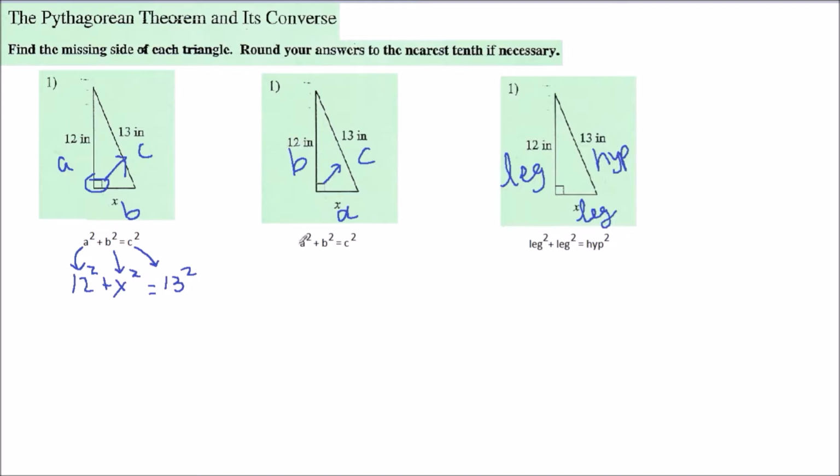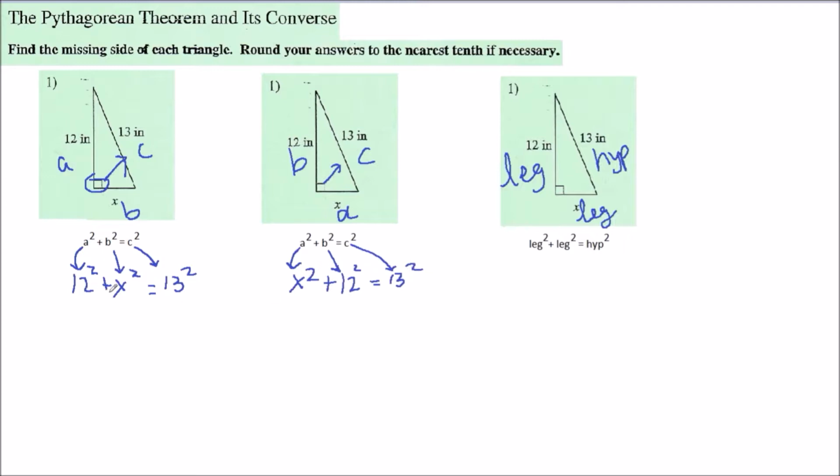So here, for a, I might leave it as a, or I might say, well, we're using x for a, so I'm going to put in an x for a, still squaring it, it's part of the formula. Still adding as part of the formula. Now b for this one is 12, so b would get replaced with 12, but we're still squaring it. We still have it equal as part of the formula, and then c again is 13, and we're still squaring it.